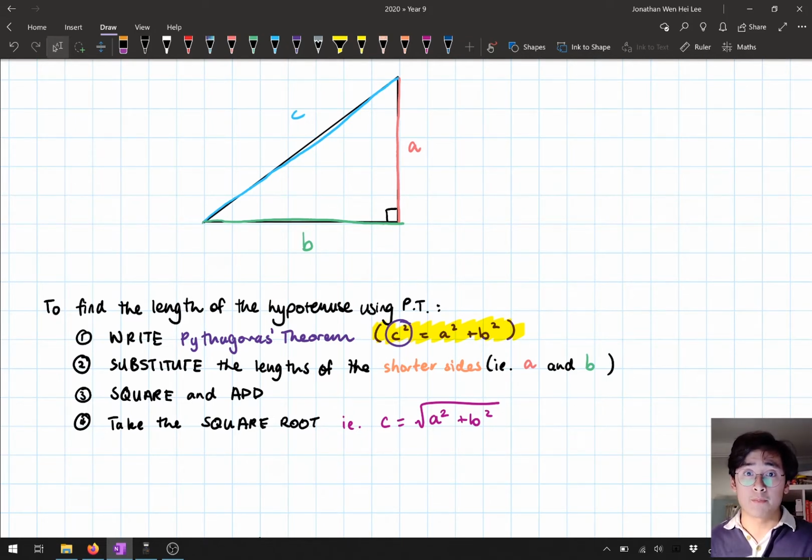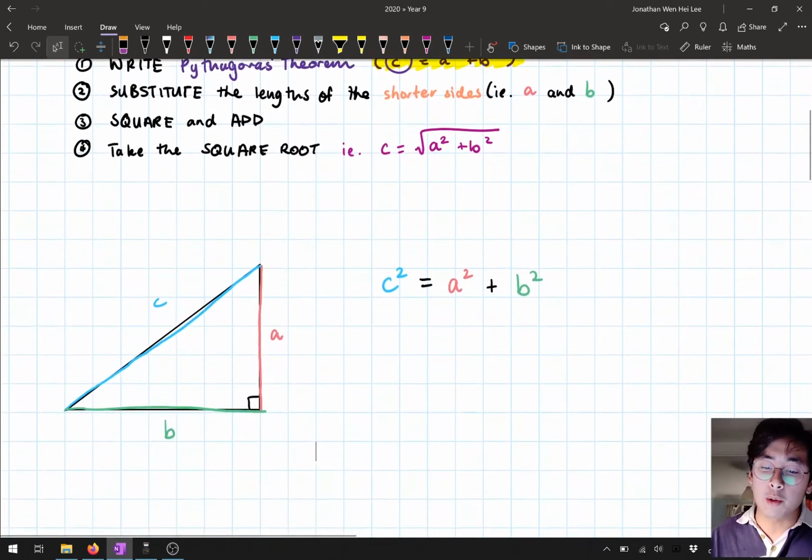In this lesson, we're going to be looking at finding the length of shorter sides. With Pythagoras' theorem, we're dealing with right angled triangles, and you're not always going to be given the missing side as the hypotenuse. Sometimes you might be given a missing side being one of the shorter sides. For example, you might be trying to find A.